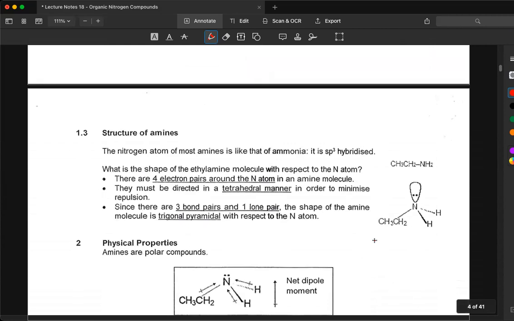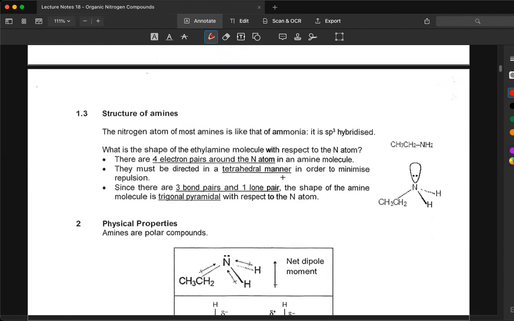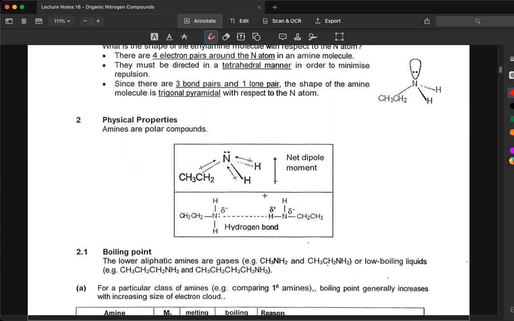Okay. Now, the nitrogen atom of most amines, which looks like ammonia, is sp3 hybridised. What is the shape of the ethylamine molecule with respect to the nitrogen atom? Around the nitrogen atom, we have 4 electron pairs, and they must be directed in a tetrahedral manner to minimize repulsion. There are 3 bond pairs and 1 lone pair. The shape of the amine molecule is trigonal pyramidal with respect to the nitrogen atom. Amines are polar molecules with a net dipole moment.